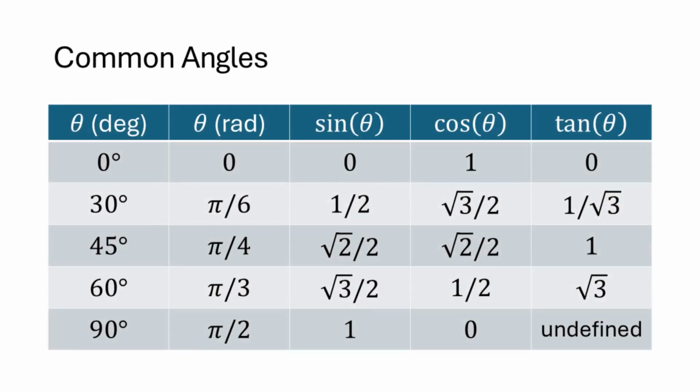Now, there are some nice angles where we can easily figure out what the values of our sine, cosine, and tangent are. Those angles are 30 degrees, 45 degrees, and 60 degrees. And together with 0 degrees and 90 degrees, this chart is a good thing to know for when these angles come up in problems that you'll be working on.